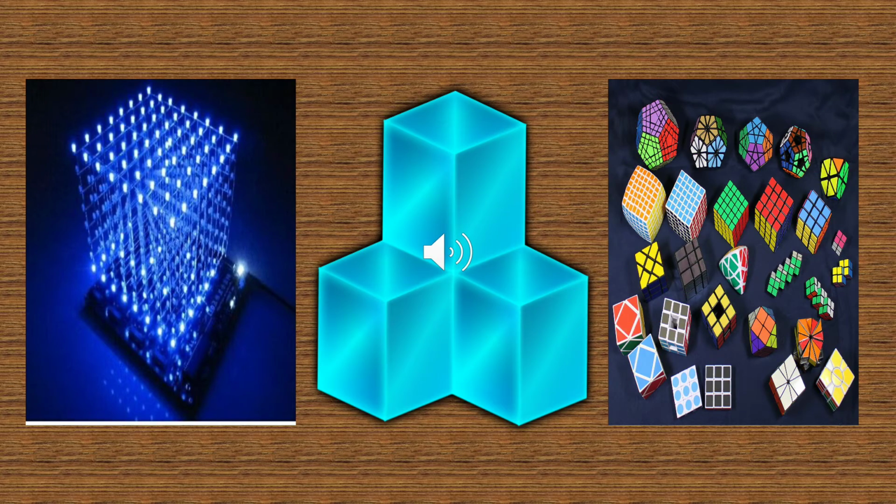So, the conclusion is that a cube is an object which looks like a solid box shape that has six identical square faces. A cube has six equal and plane surfaces. All the faces of the cube are square in shape.